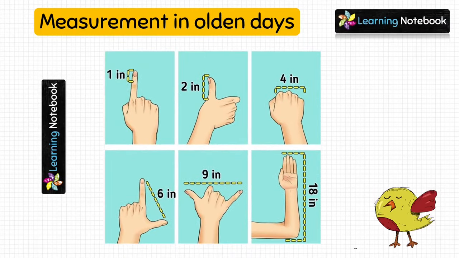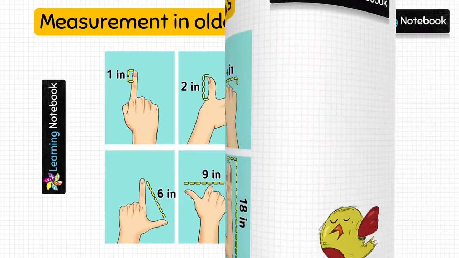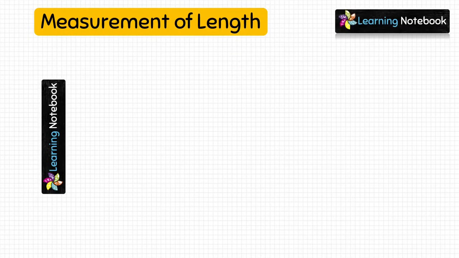But in olden days, we did not have any standard unit to measure length. So people used to measure length using their finger width, hand span, arm length, or step length as shown here. But students, none of these is a standard unit, as the hand span, finger width, arm length, step length differ from person to person. So we need some standard units to measure length.